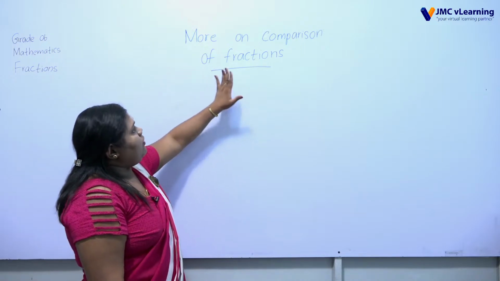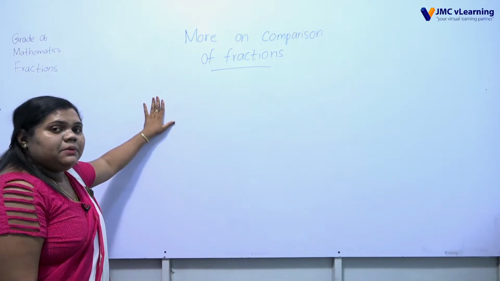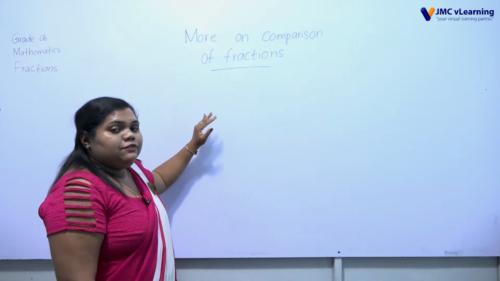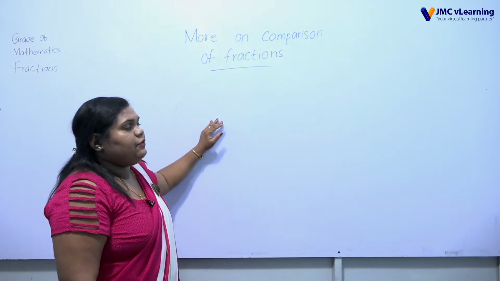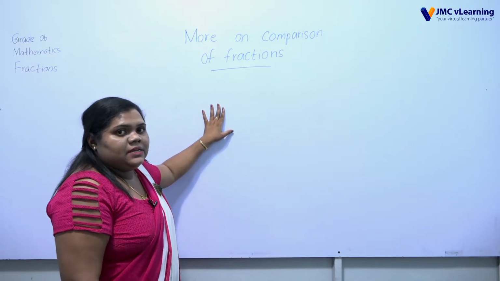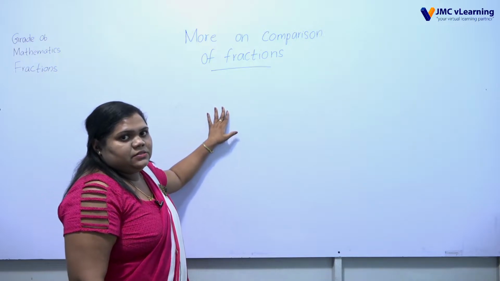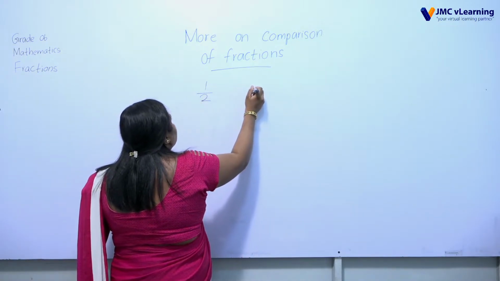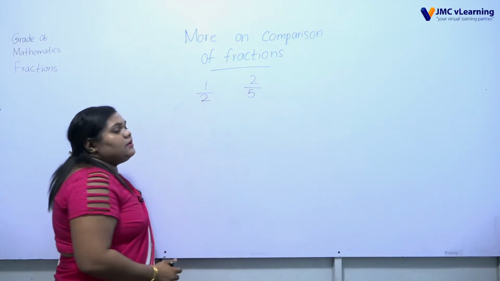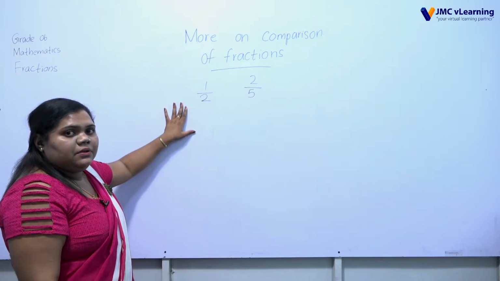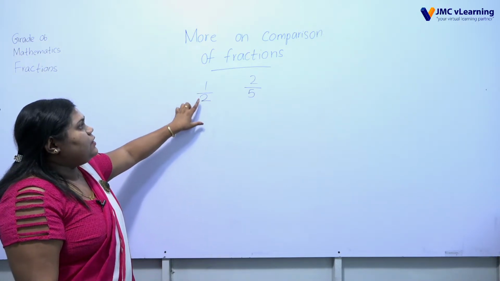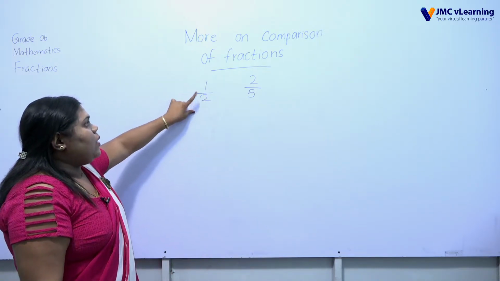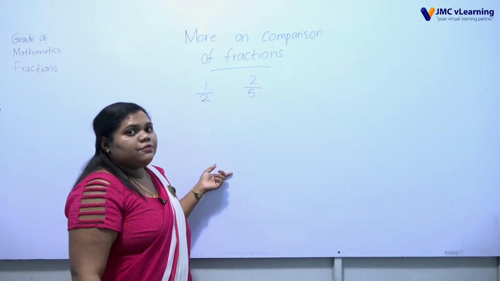Okay, now more on comparisons of fractions. It means in here we are going to talk about fractions with different denominators and different numerators. Okay. Now look at this example. We are going to compare 1 out of 2 and 2 out of 5.